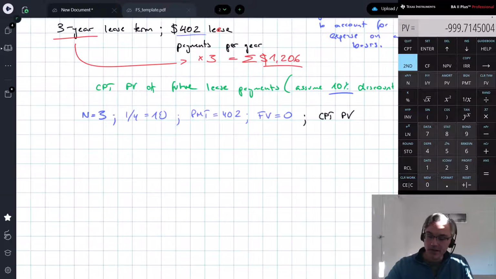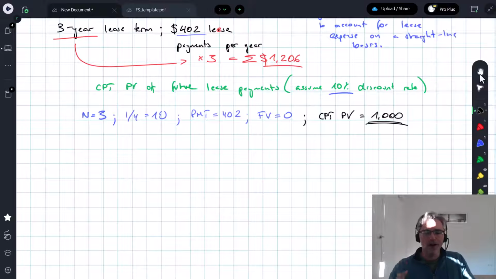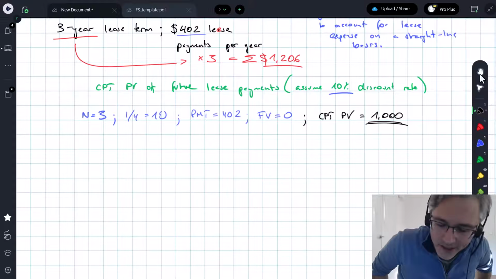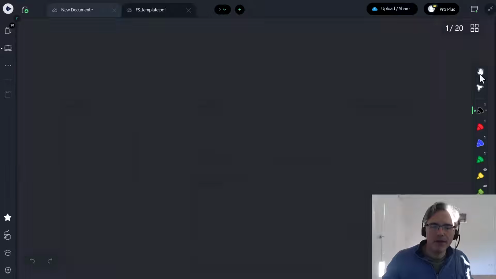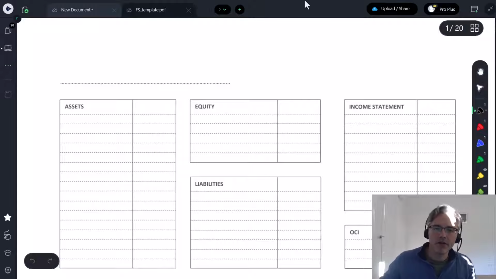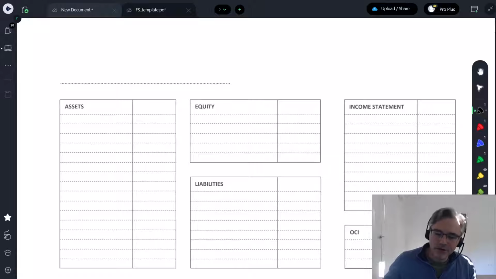As you can see, my calculator now is showing something that's pretty much close to 1,000. Right, and I'm going to need this now to do the accounting for you or with you. So I'm heading over to one of these templates that I've got separately over here. And yeah, I'm going to start off with the approach under IFRS.